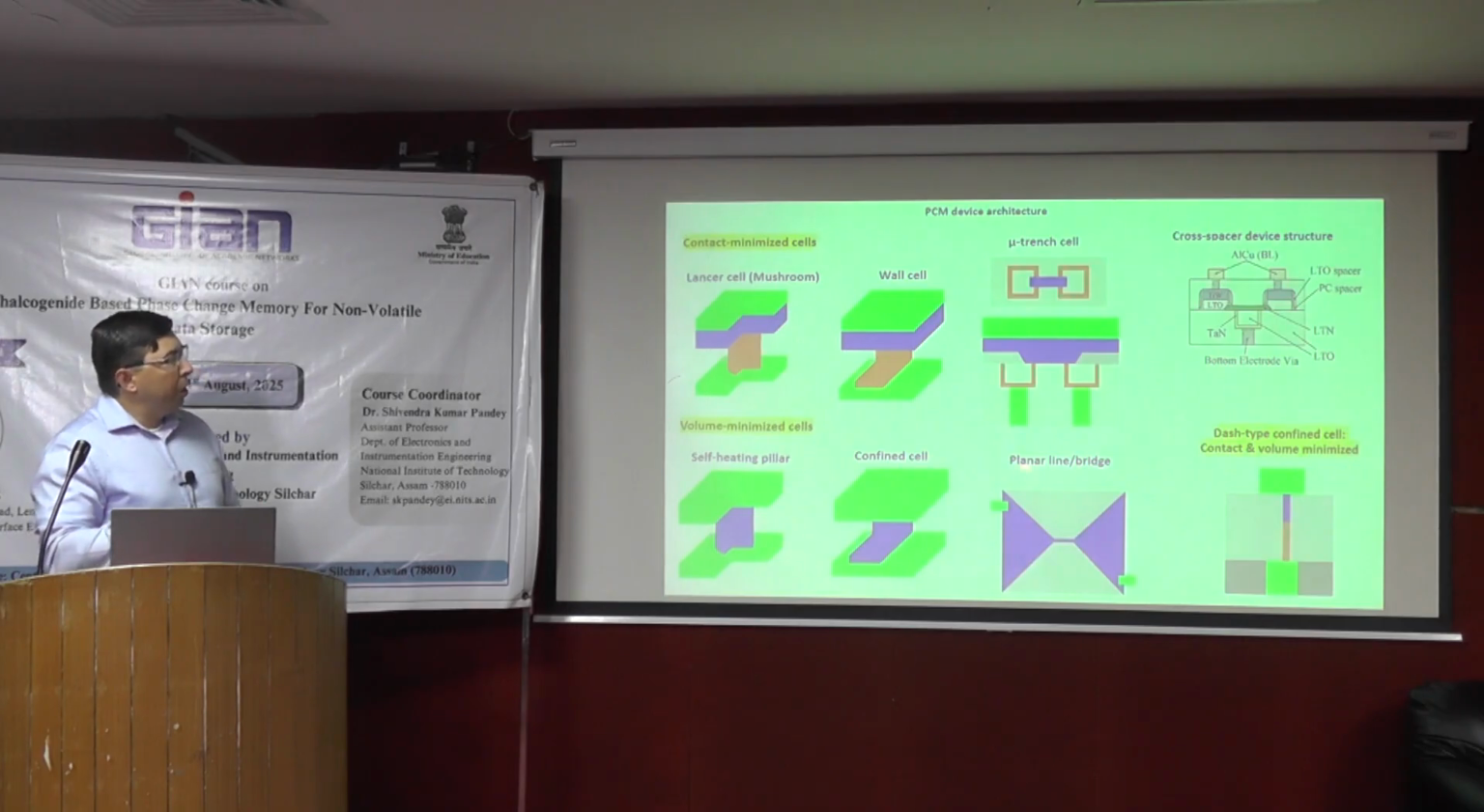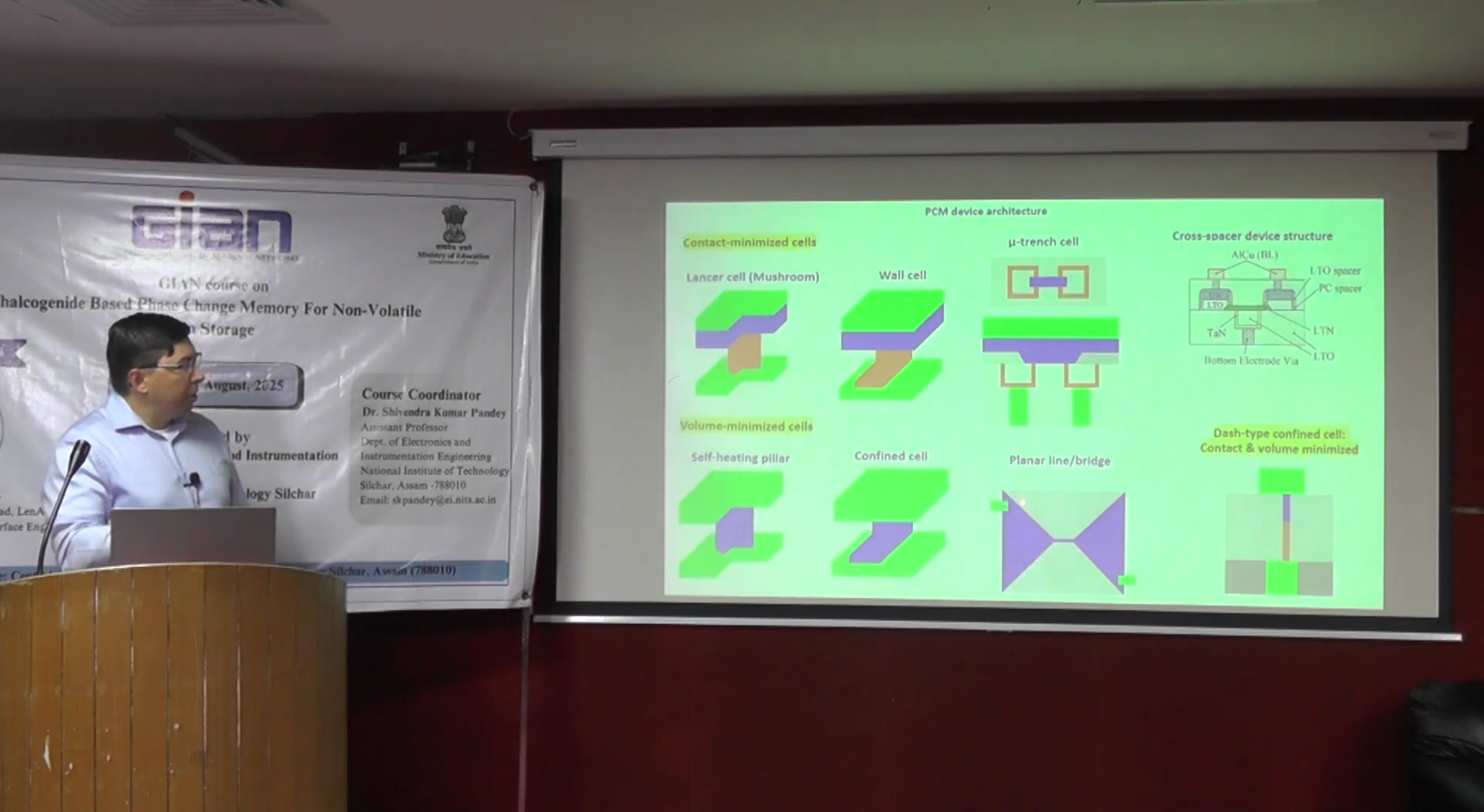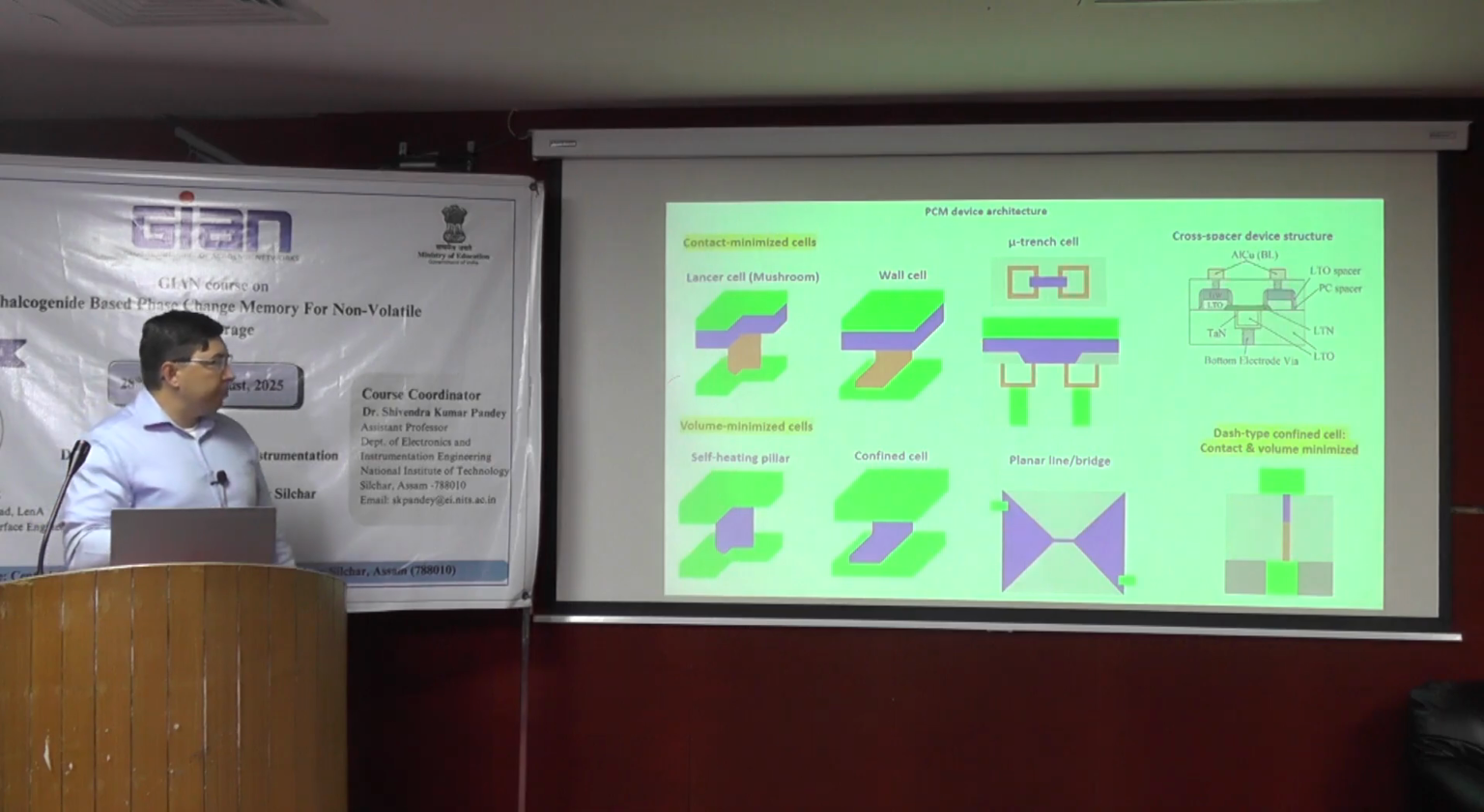You can also make a planar line bridge cell. So you have your phase change material here, and you minimize the switching volume by making a line. And here you have two contacts, two electrodes.